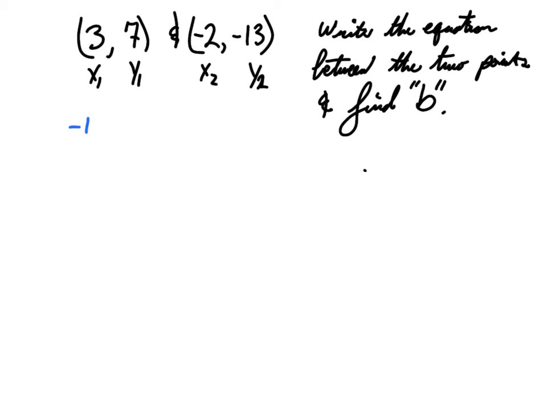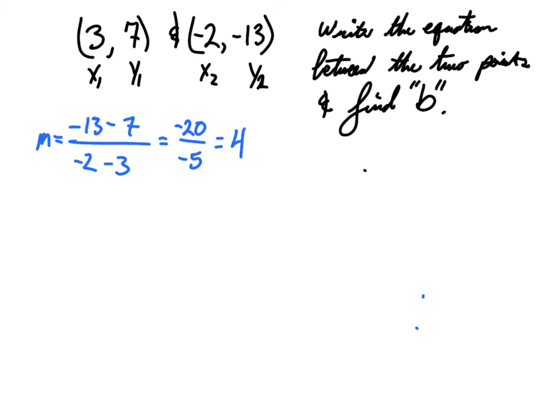So see how this works. So y2 is negative 13 minus 7 over negative 2 minus 3. And so I'm going to work into the negative here. So I get negative 13 minus an additional 7 is negative 20. Over negative 2 minus 3, that's going to be negative 5. And so I get that double negative there. I now figured out that my slope is equal to 4. All right, not bad.